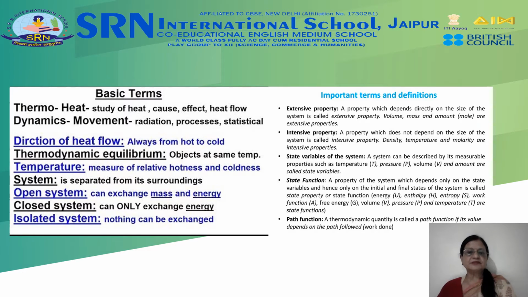Now there are certain basic terms, like system. A system is anything in thermodynamics which is under study in terms of heat or energy. In an open system, there is always an exchange of mass and energy. In a closed system, only energy is exchanged, whereas in an isolated system nothing can be exchanged.